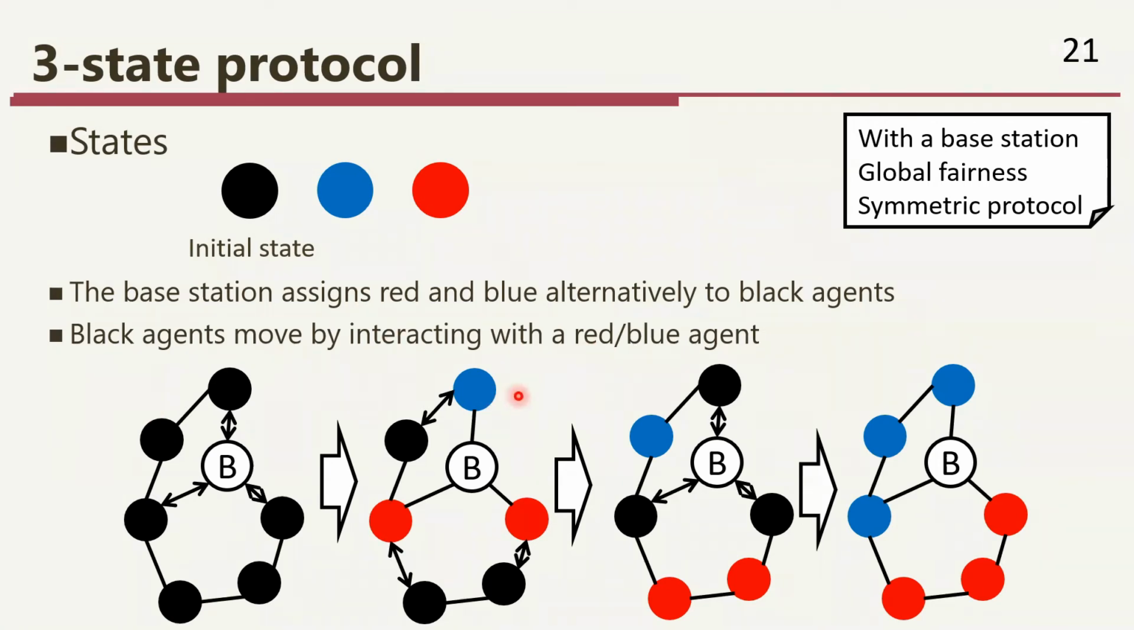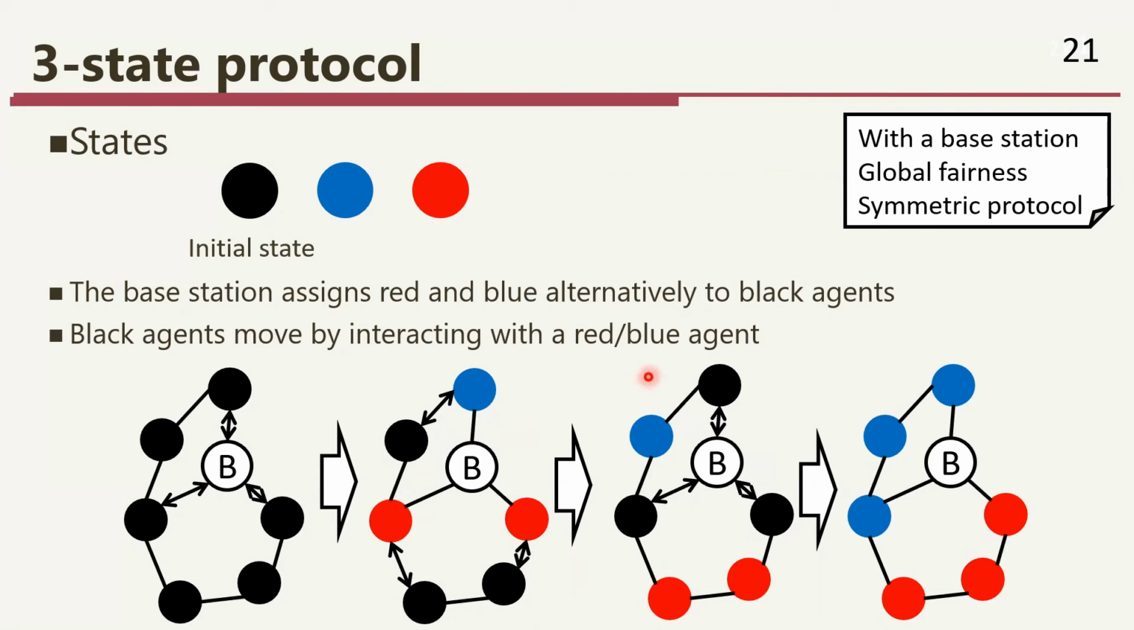Since the graph is arbitrary, some agents cannot interact with the base station. If the base station cannot interact with black agents, the black state moves by interacting with a red or blue agent, like this.